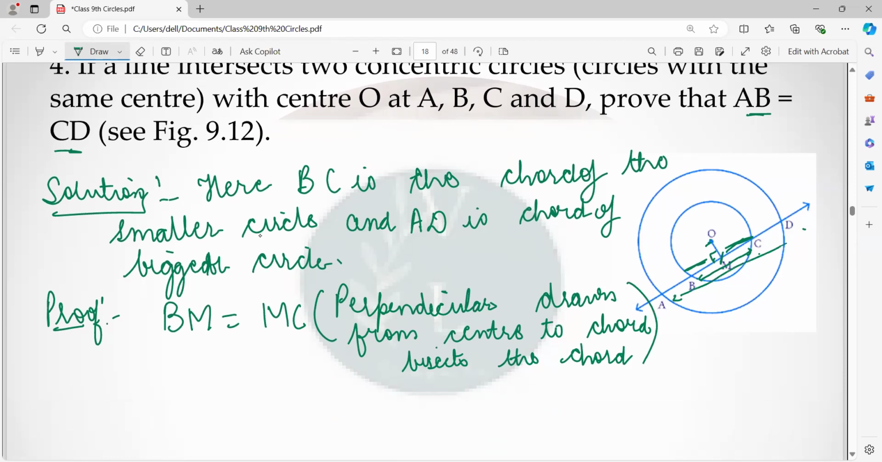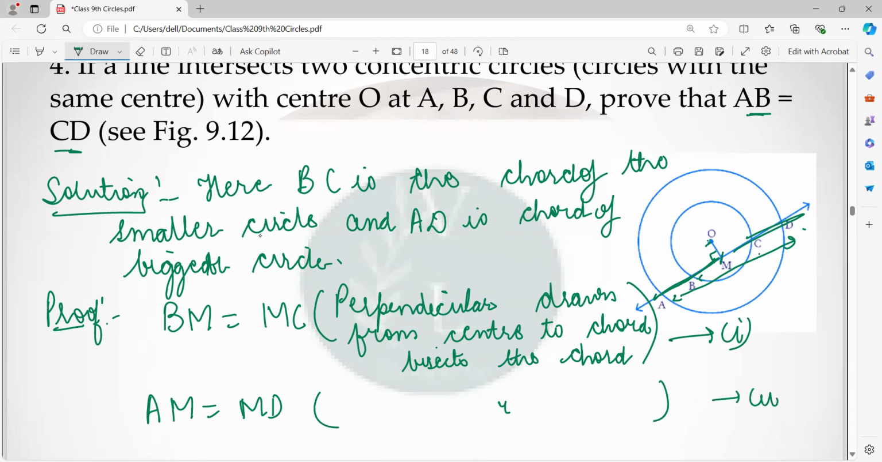Now, if I tell for the bigger circle, again on the bigger circle, OM is a perpendicular drawn. So this OM will bisect the bigger chord as well. So from that, we'll get AM is equal to MD, right? We'll mark it as equation 1 and the reason will be same and we'll mark it as equation 2. Now we need to prove that this part AB is equal to CD. So if I take away this MB from AM, we'll get AB. Similarly, if I take away MC from MD, we'll get CD, right?